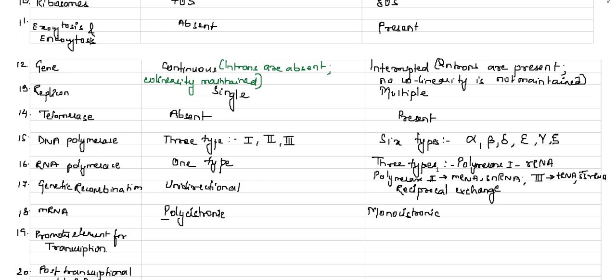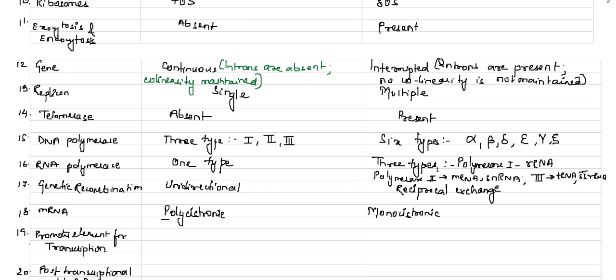Did you get me? Next is RNA maturation, which is not required by a splicing mechanism. There is no splicing mechanism seen in prokaryotes. But in eukaryotes, maturation of the RNA transcript is required to form mRNA. So maturation is not required in prokaryotes, and maturation of mRNA is required in eukaryotes.